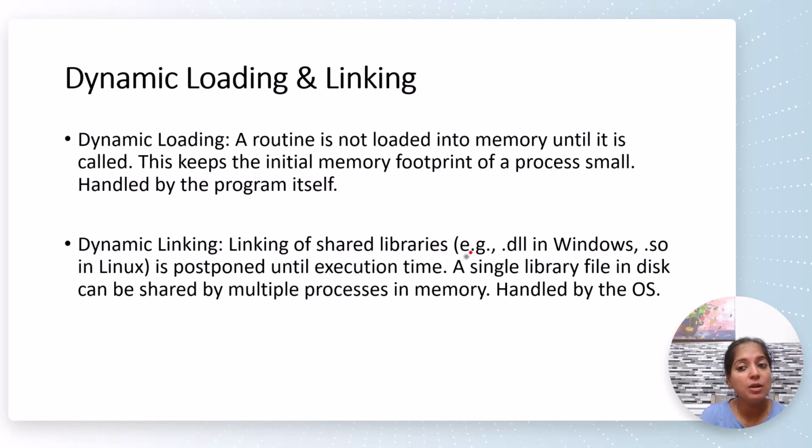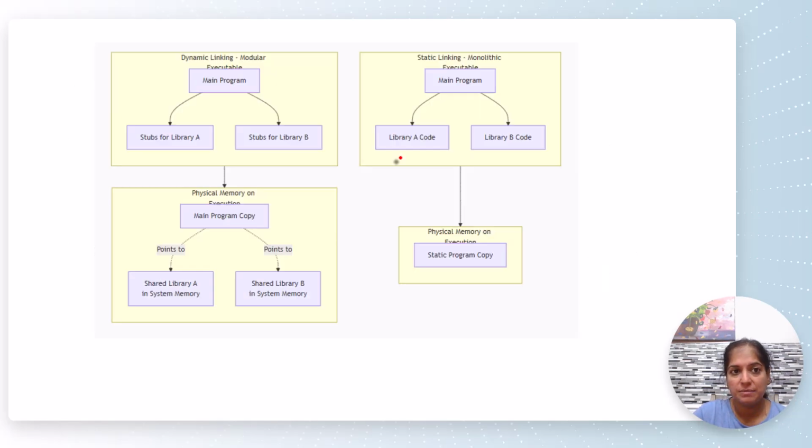And dynamic linking, on the other hand: whenever we execute a program, it requires lots of other files for its execution. So dynamic linking is linking of all the shared files. In Windows we have DLL files, in Linux we have shared object files. It is postponed until execution. So whenever we require a file, only then is it linked to the program code. This is also handled by the operating system itself.